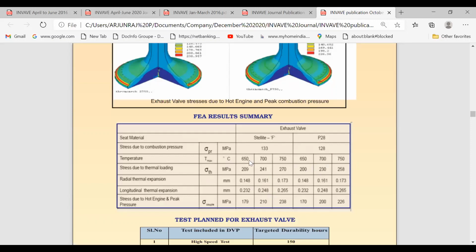For the same boundary condition of 650, 700, 750 degrees Celsius, stress due to thermal loading is almost quite comparable. And even the radial expansion, longitudinal thermal expansion also compared between the stellite grade, stellite cobalt base, with the iron hard facing alloy. And the stress level is also something lesser. But it is slightly better as well. As you see, it is 179, it is 170. 10 it is 200, 238 it is 226. Even the factor of safety is slightly getting improved, I think.